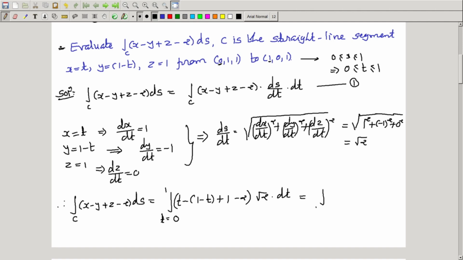So this is equal to the integral from t equal to 0 to 1. This is t and t, so this is 2 times t. Square root 2 is a constant, so let us take it outside. This is minus minus plus, so 2 times t. This is minus 1 plus 1, which cancel out, and minus 2 dt, right? So again we take 2 common. So this is 2 square root 2. The integration will be t squared by 2 minus t, from t equal to 0 to 1, right?